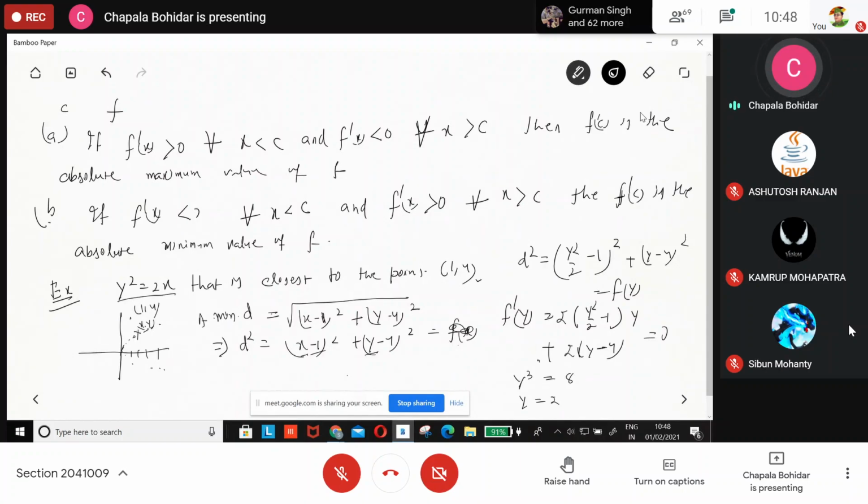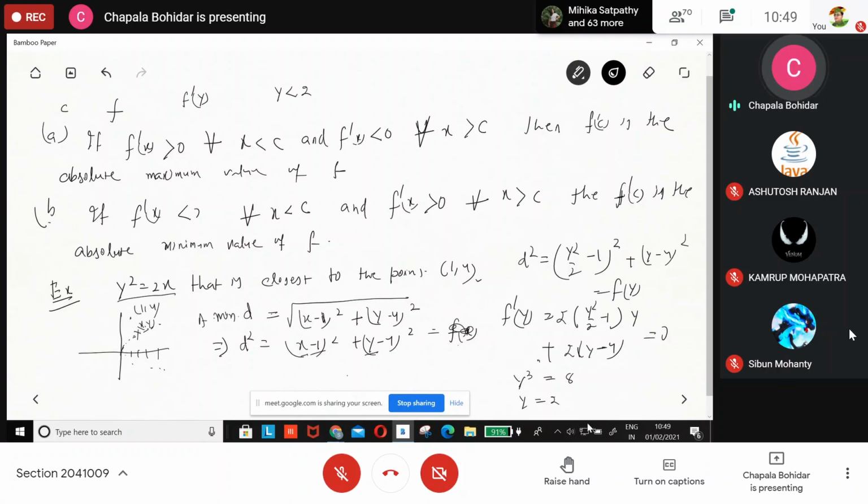What we are getting: f dash y is equal to 0, so we are getting y is equal to 2. So f dash 2, what are we getting, is it less than 0 or greater than 0? If y is less than 2, f dash y is greater than 0 or less than 0, what is written here? If y is less than 2. Tell me.